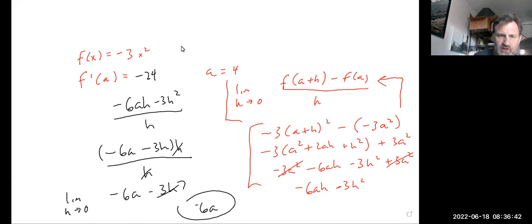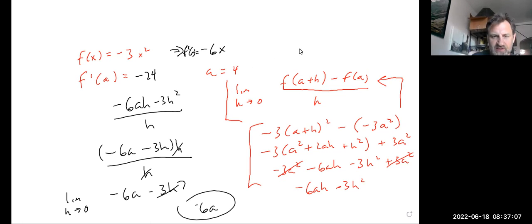Now, in shorthand terms, when I take the derivative of a power, and I can't remember what sequence of things has happened and whether you've done it yet, but basically the power drops down, multiplies. So this is minus 6x is the derivative function for minus 3x squared. So at that point, then I can just plug in a into that.